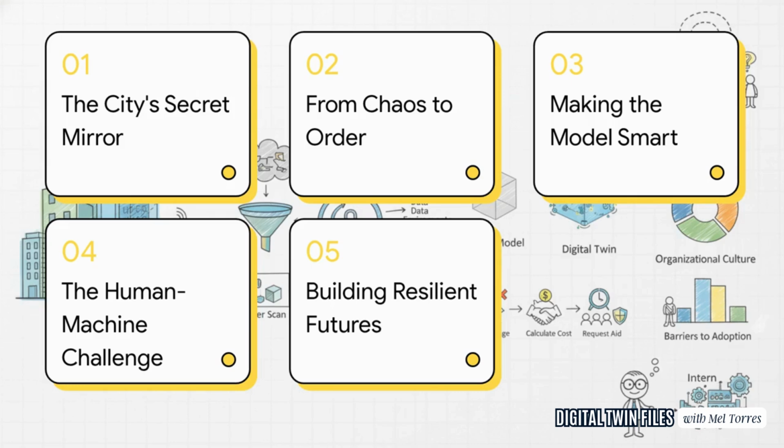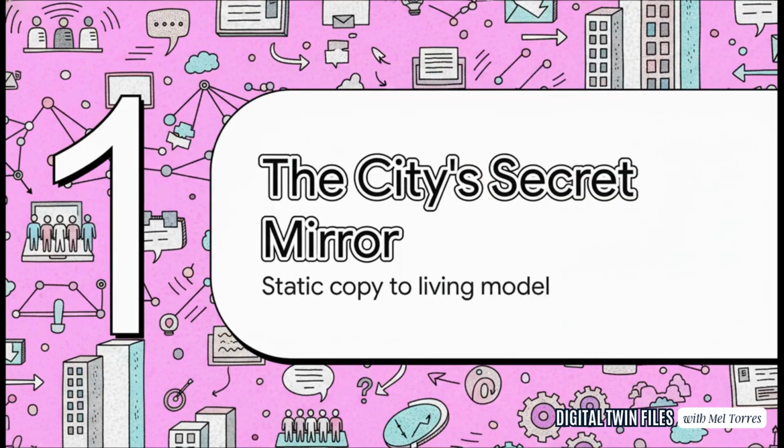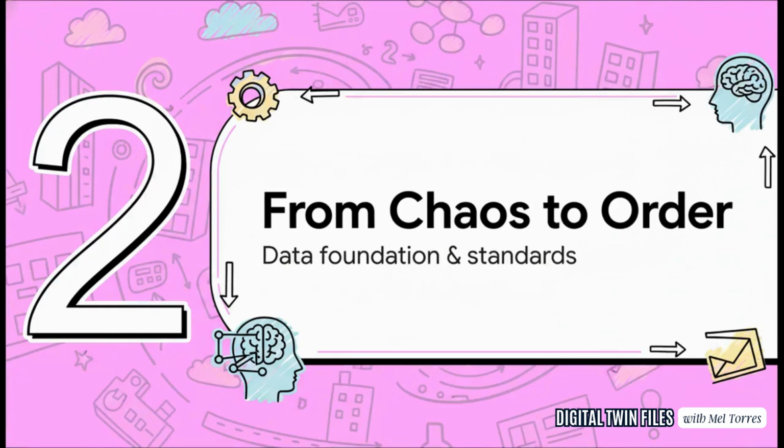All right, section 1, the city's secret mirror. We're talking about moving from a static copy to a living, breathing model. So let's get one thing straight right away. A digital twin is not just a fancy 3D model. Think of a 3D model as a photograph, a snapshot in time. A digital twin, that's a live video feed, constantly updated, giving you a dynamic reflection of the real world. Its whole purpose is to get us out of firefighting mode and into a state of proactive, predictive planning. So, how do we actually build this thing?